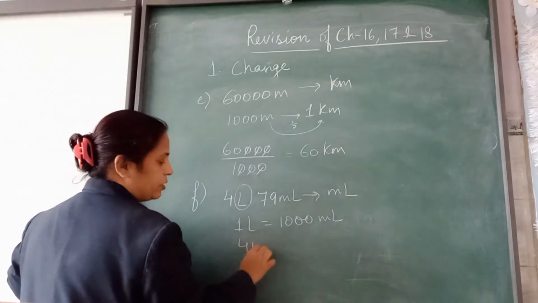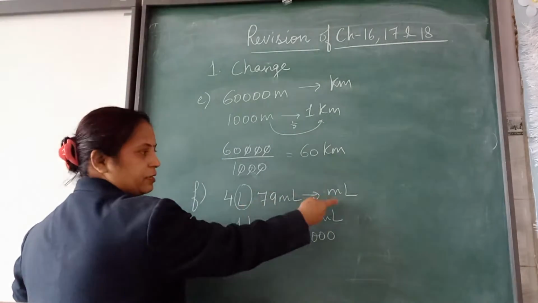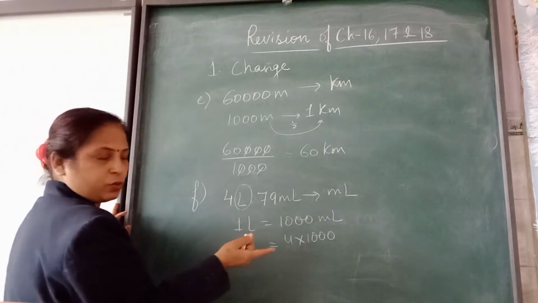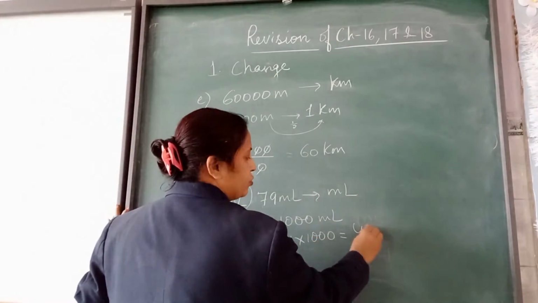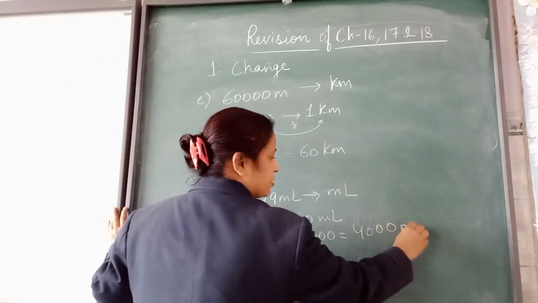So 4 liter will be 4 into 1000, because liter is bigger than milliliter. So when you are changing from bigger to smaller, you will multiply. So 4 into 1000 will be 4000. And this is in milliliters.